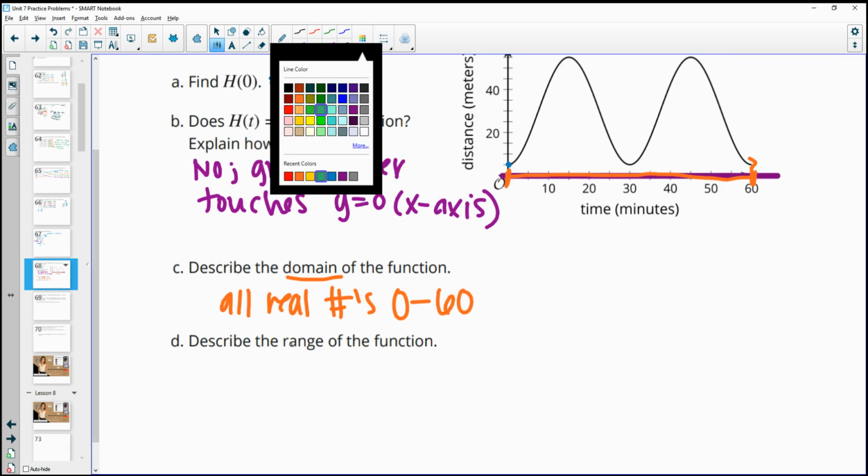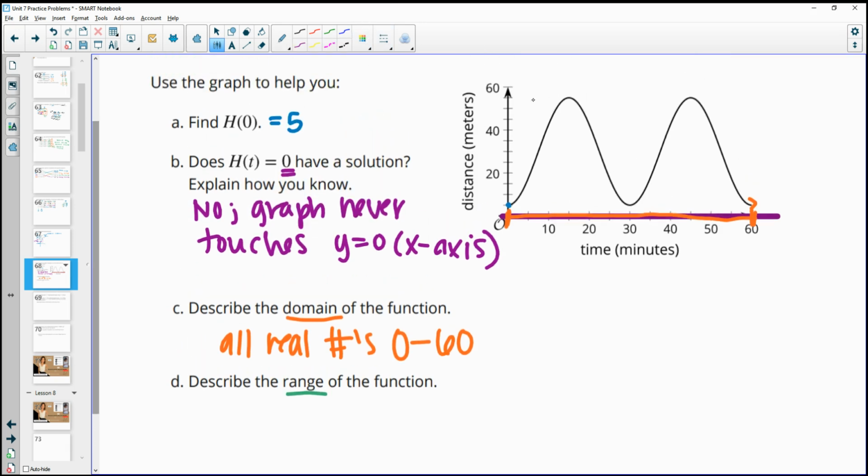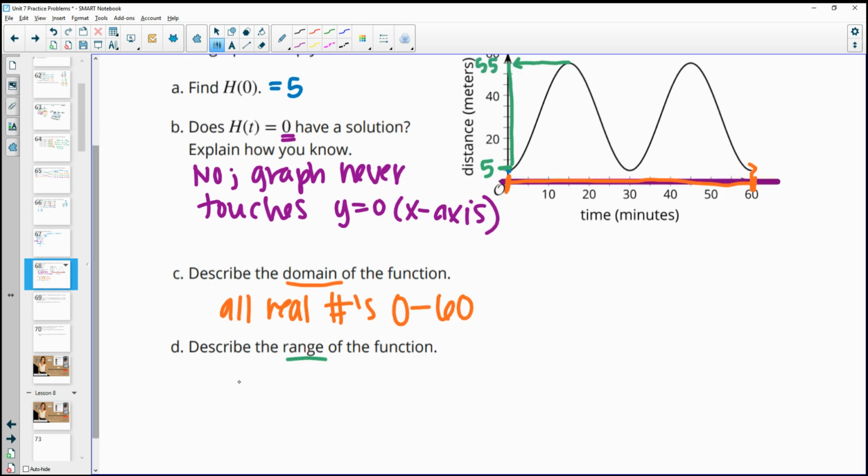And then describe the range. So the range is the output values, okay, or these y values. So you look at the top of the graph, how high does that go? And what's the very bottom of the graph? So this is from 5 to 55. So all real numbers 5 to 55, which means that you get in your cart on your Ferris wheel, get in your chair at 5 feet above the 0, and the highest height that you get to is 55 feet above the ground.